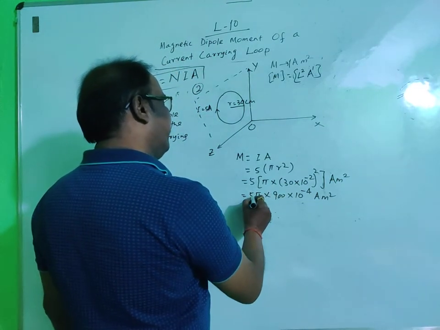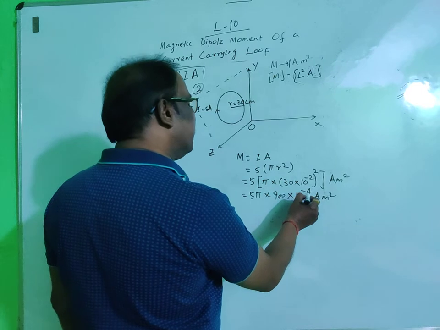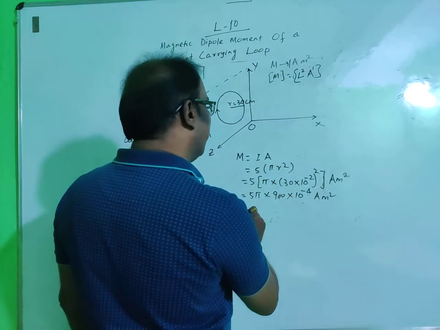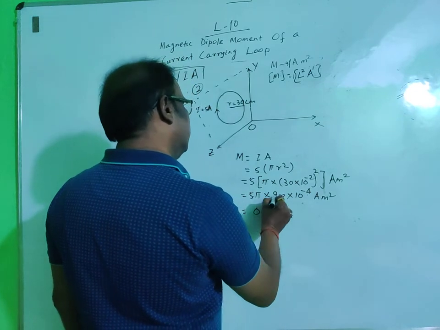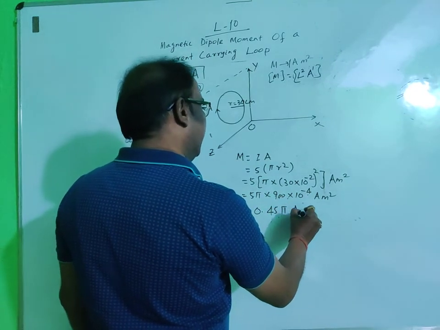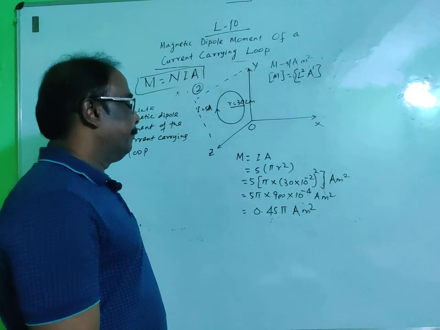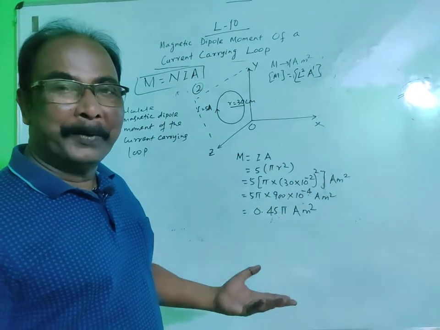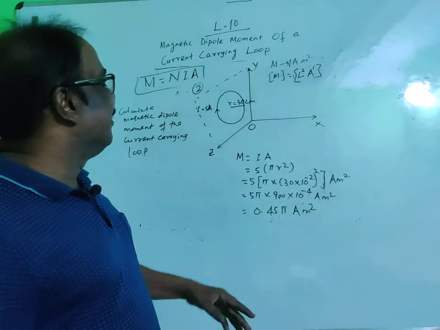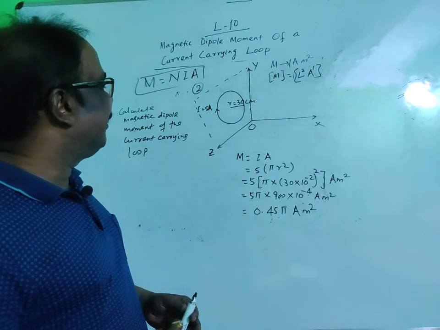Then this is 4500 into 10 to the power minus 4, you will get 0.45 pi ampere meter square. 0.45 pi, and you may put here in place of pi 22/7. This is our answer. And what is the direction of magnetic dipole moment?